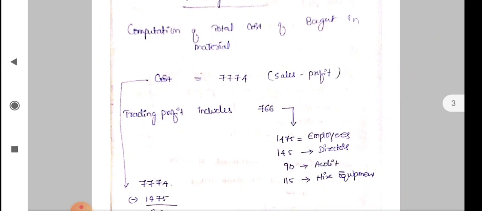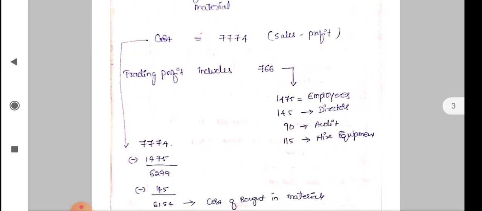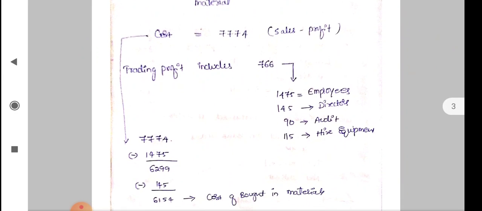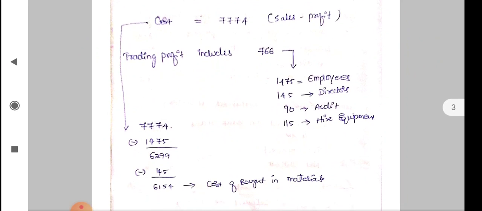Now we have to segregate this cost into other types of costs. We need the cost of bought in materials and services. This 7,774 includes the cost of bought in materials and services and other costs like for employees, directors, etc. In the problem they have given us a note that 766 is arrived at after charging the salaries to employees, to directors, audit fee and hire of equipment.